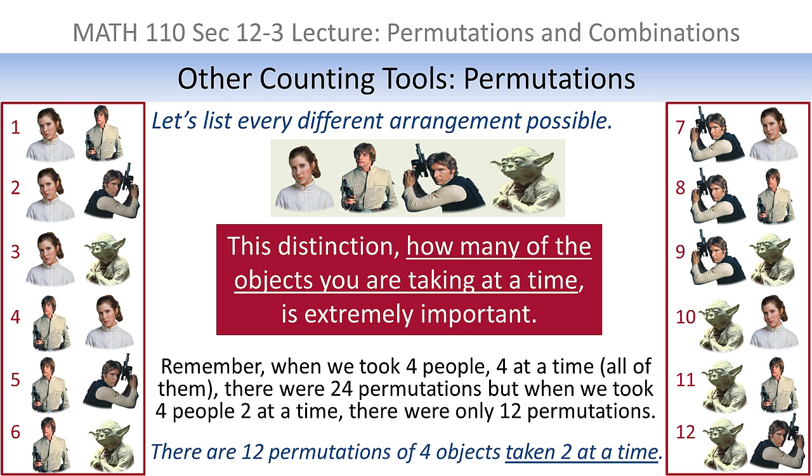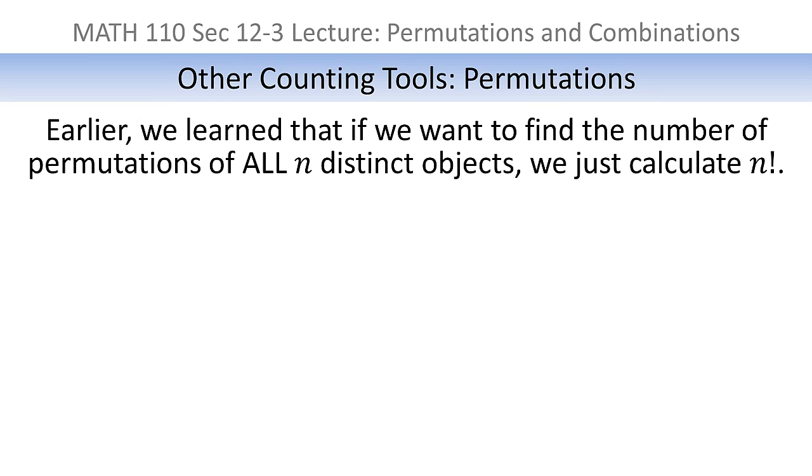When I say taken 2 at a time, that emphasizes the fact that I'm not putting everybody in the photo at the same time. Early on, we learned that if we want to find the number of permutations of all the objects, we just calculate n factorial. I'm going to say that over and over again because that's the important concept here.